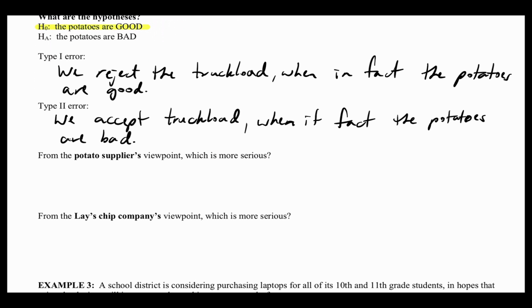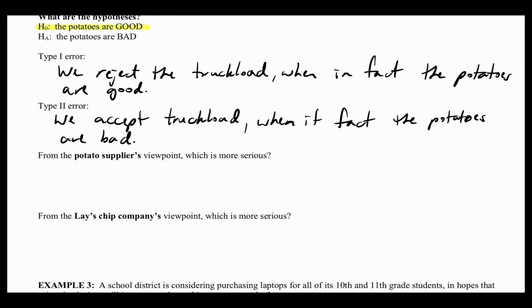So from a potato supplier, farmer, packing house, wherever the potatoes came from, right? That's the potato supplier. Which one is worse? Type 1 error. Because the rest is really good, but you took perfectly good potatoes and stamped them as bad. You can't sell them anywhere else. Once they're stamped bad, that's it. They're done. Game over, right?